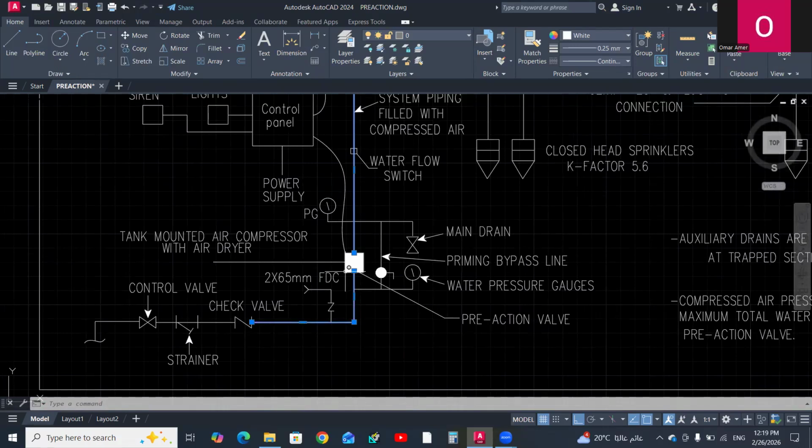And the pre-action valve has to be supplied with a drain line, test and drain line with a pressure gauge, a bypass line with an isolation valve. The purpose of the bypass is, in case of the failure of operation of the pre-action valve, you can manually activate the system through this valve.